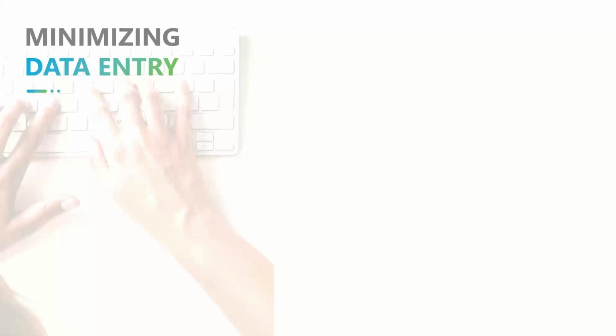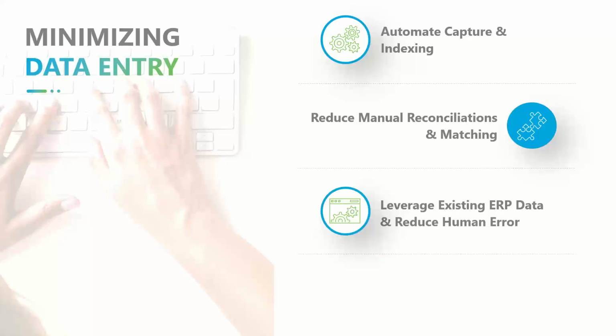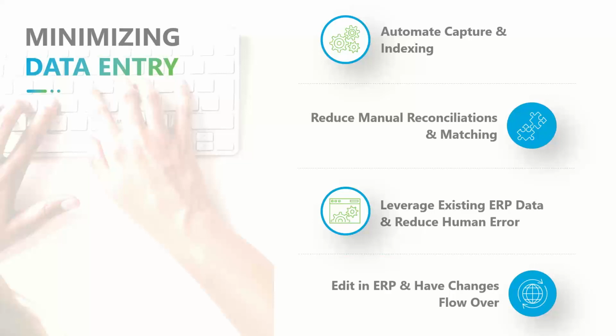The other thing we want to do by virtue of having this AP process is really minimize data entry. I don't know about you, but every time I type in an email, my fingers go over different numbers and I seem to always make mistakes. But we want to automate that capture and index process to reduce those types of mistakes and really try to reduce that manual reconciliation and matching, being able to automate that process for you, leveraging the existing ERP data and making sure that that human error gets taken out of it.